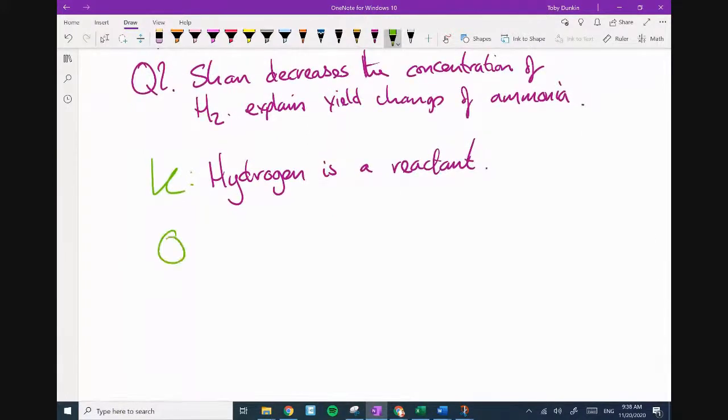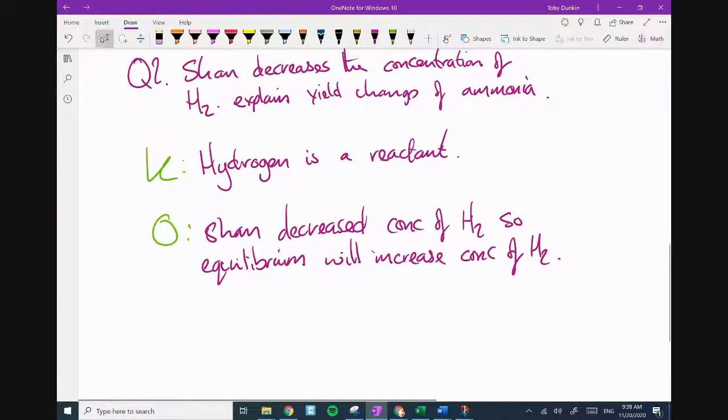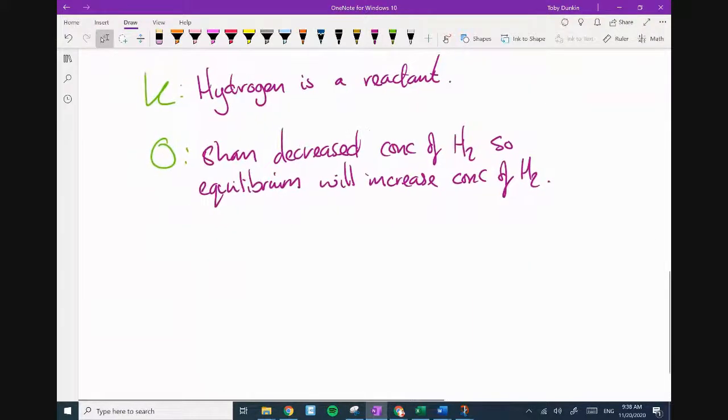Hydrogen is a reactant. Right, what did she do? Oppose. Shan, go back to purple. Yeah, Shan decreased the concentration of hydrogen. So the equilibrium will increase the concentration of hydrogen. I know it's a faff, sort of. Love it, Shan. Love it.